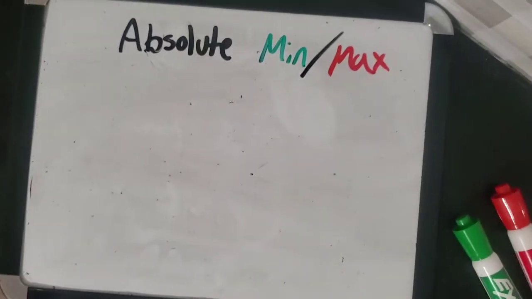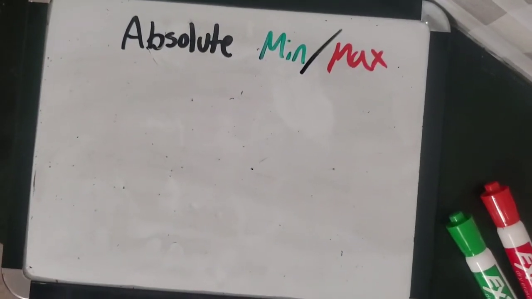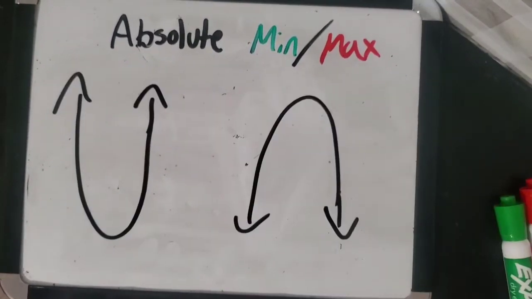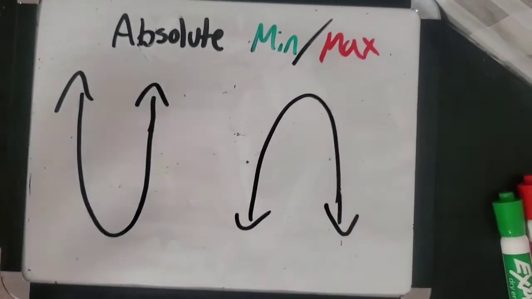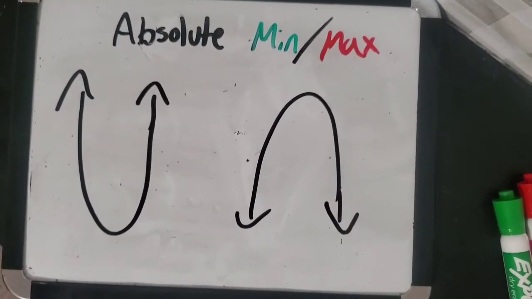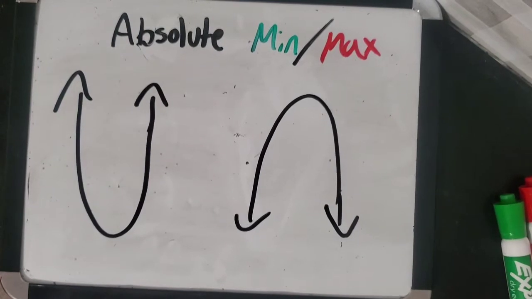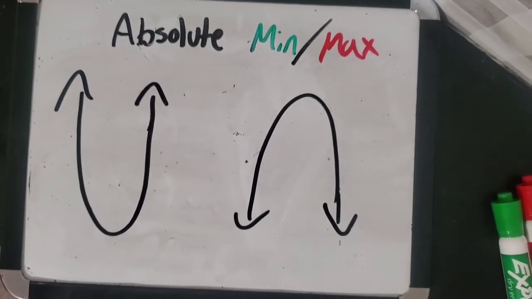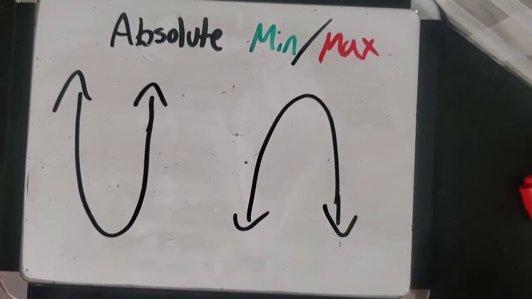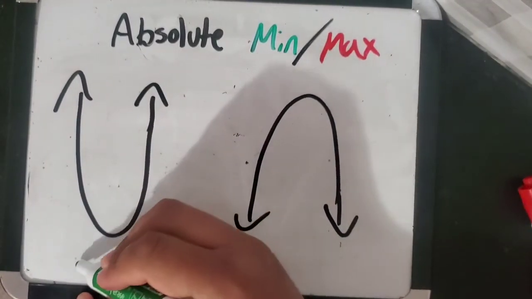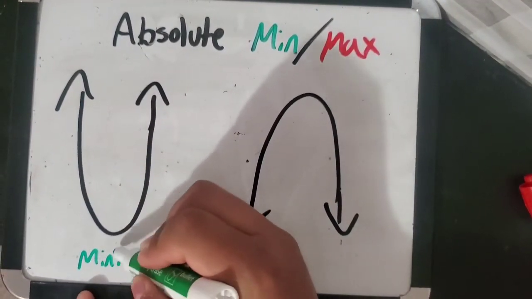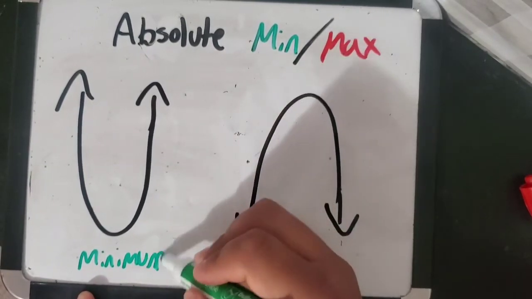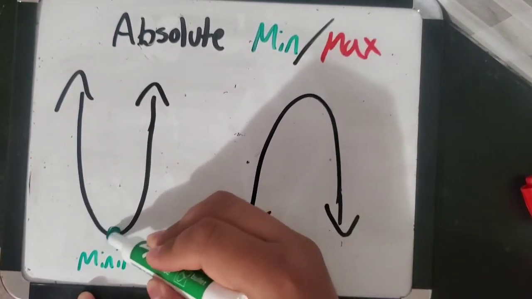Today we are going to be talking about absolute mins and maxes. And let me draw some examples. Now, absolute minimums and maximums: for an absolute minimum, it means it's the lowest point you'll ever see in the quadratic. So that means for the minimum, it means it's the lowest it can be.